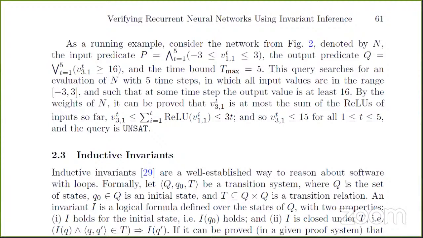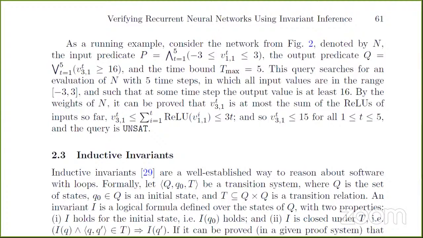Okay, so the input at the tth time step will lie between -3 and 3. But then this property has a conjunct over t from 1 to 5. So basically this says that, at all 5 time steps, the input will lie between -3 and 3. T max here is 5, so we are going to be talking only about 5 time steps. The precondition says that the input will always be between -3 and 3. This is the precondition on the input.